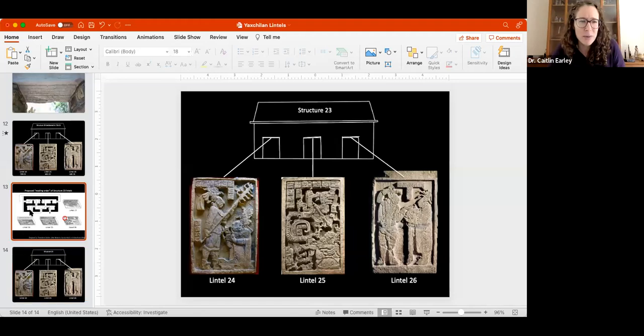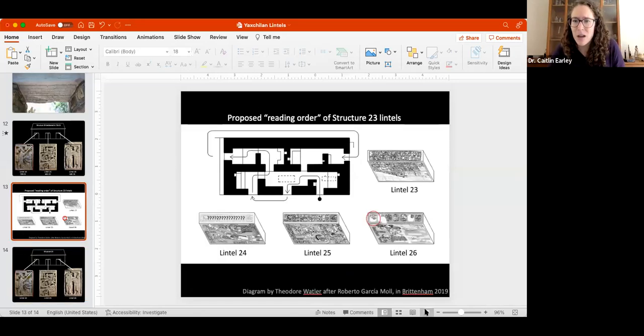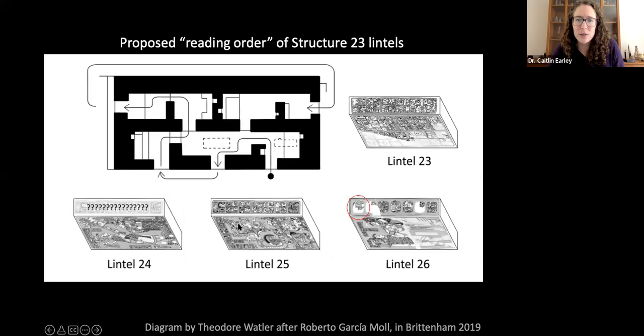And is it okay if I just share my screen again? Yes. Quick, because I also had lots of questions about this for a long time, and this diagram really helped me. So this shows how the lintels would be positioned. So you would walk through right here, if you were walking through the center of the building, and you would look up, and the lintels would be, so the humans wouldn't be this way, they'd be this way.